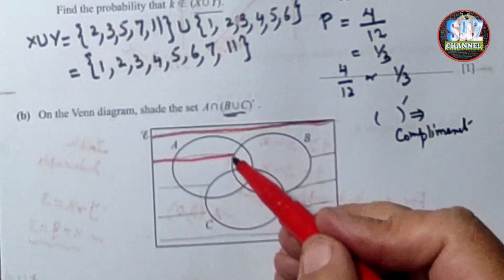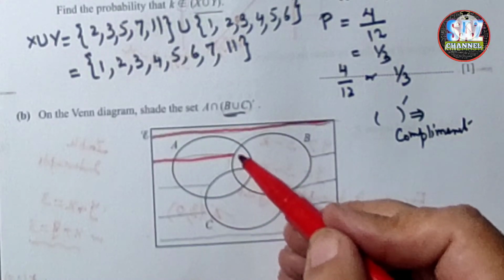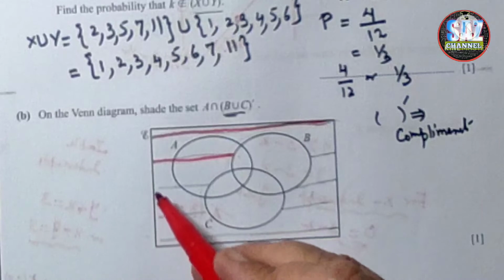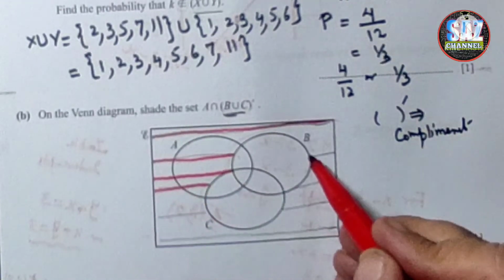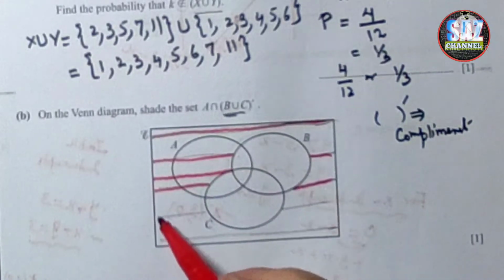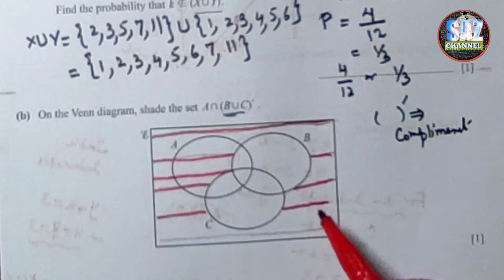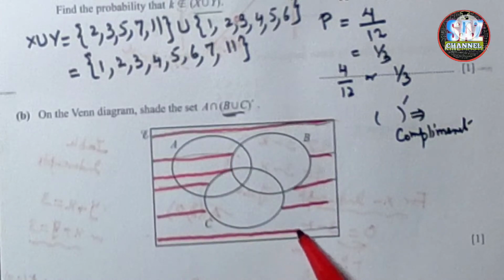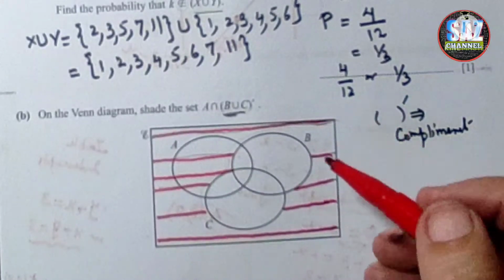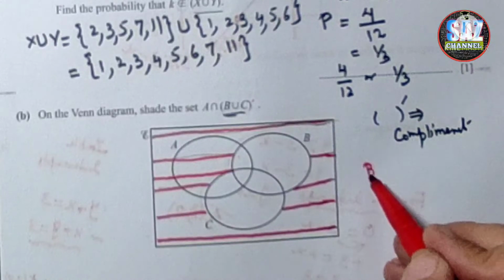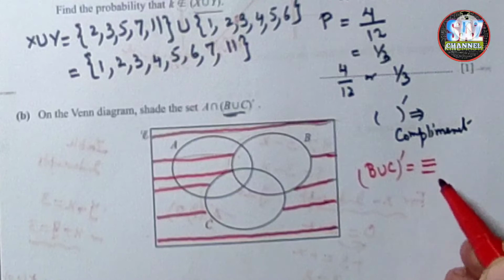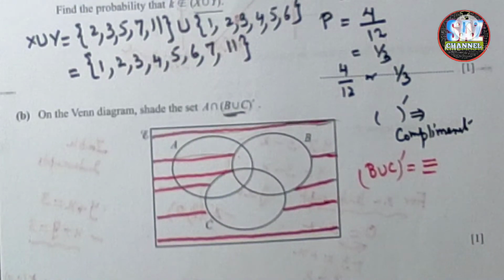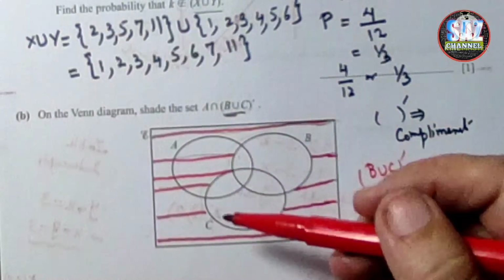After this boundary the region of B is starting, so I do not have to go inside, and then I have to remain here, then I have to remain here, and this one, and this one, and this one. This is what we are showing for B union C whole complement, and I'm giving the key for the examiner that these are the lines for B union C whole complement, and then we have to take the intersection of the answer.